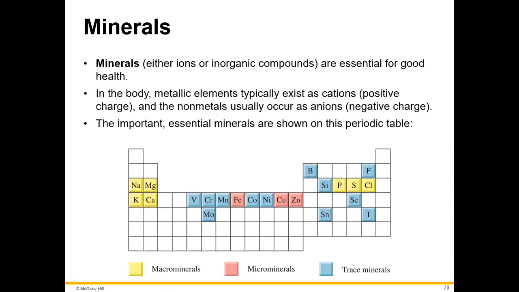And a mineral is either an ion or an inorganic compound. And those are things that you need for good health. So, a lot of people think that you've got metals in your body. Well, that's true, you do, but they're ions. For instance, in the middle of each hemoglobin molecule in your blood, you do have iron. Yes, that's why your blood smells and tastes metallic, because there is iron in there. However, it's an iron cation. Just keep that in mind.